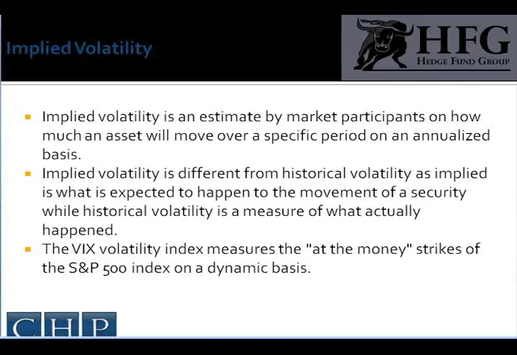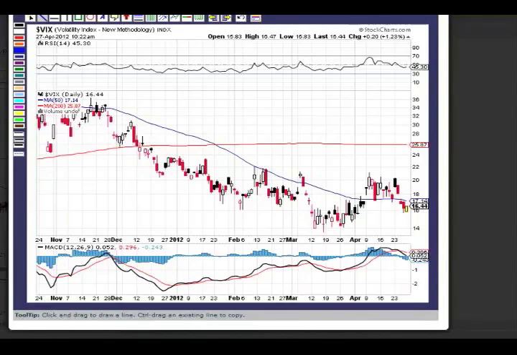Implied volatility is traded actively throughout the marketplace. Over the past 10 years, the VIX volatility index has become one of the more popular ways for traders to speculate on the direction of implied volatility. The VIX volatility index, as you can see in this chart, trades like any other type of instrument. The VIX volatility index measures the at-the-money strikes of the S&P 500 index on a dynamic basis as it moves.